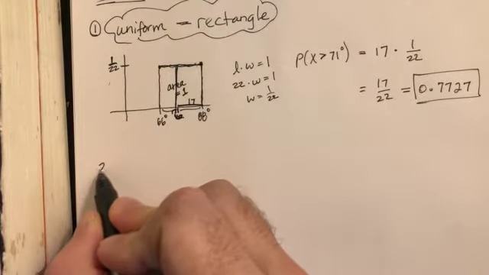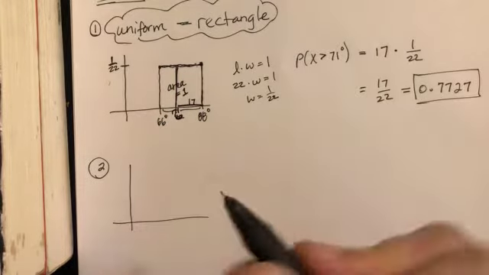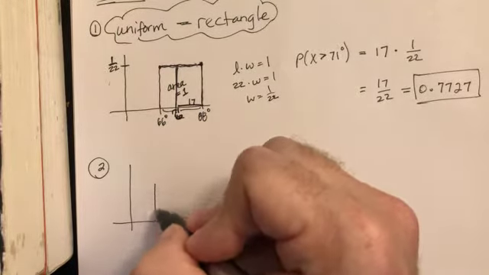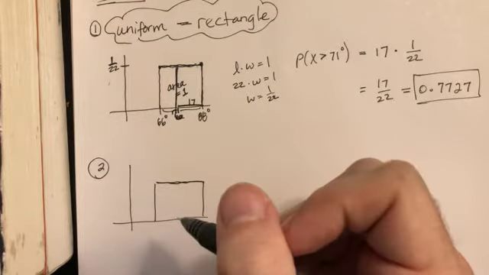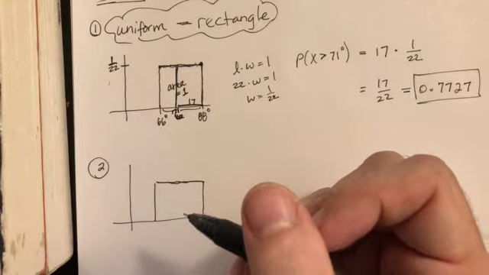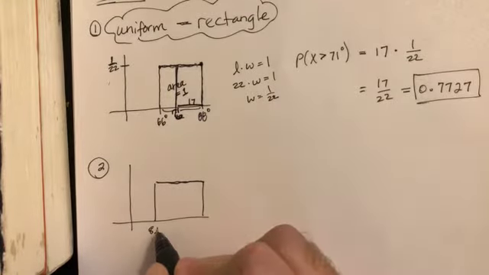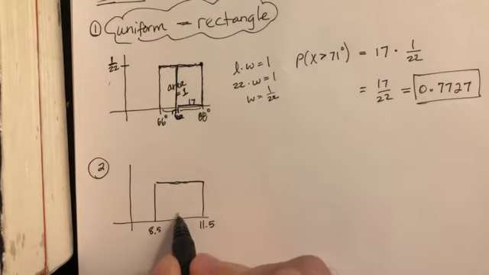So let's do number 2. Look at it. And again, I'm going to draw a little thing. You don't have to draw this part. You can just draw a rectangle and then deal with it. So the rectangle for number 2, it says it goes over 8.5 to 11.5. So this total distance is 3.